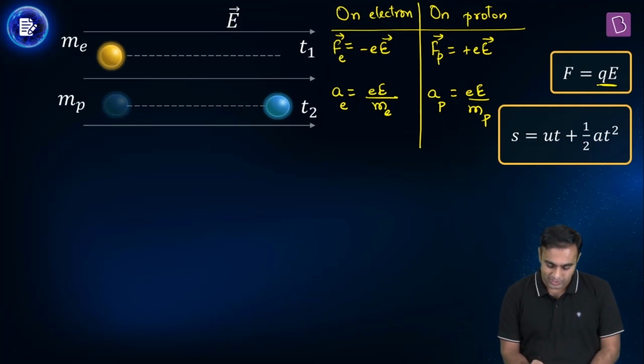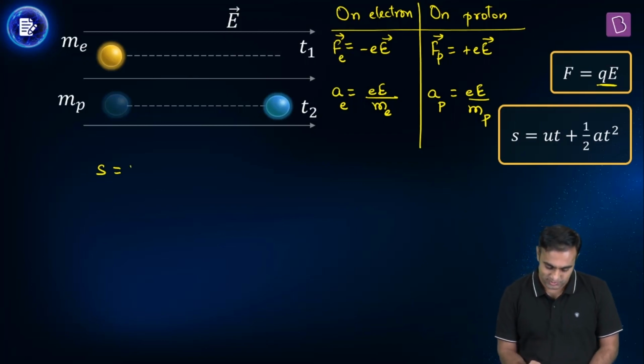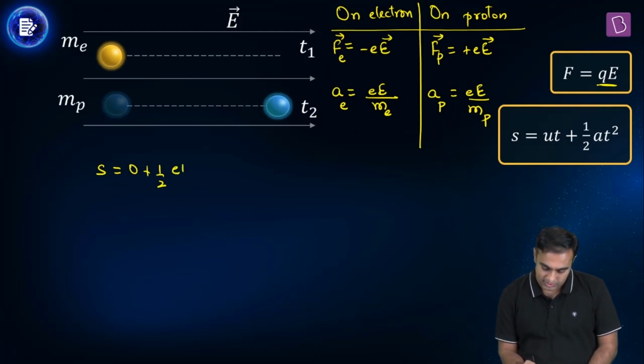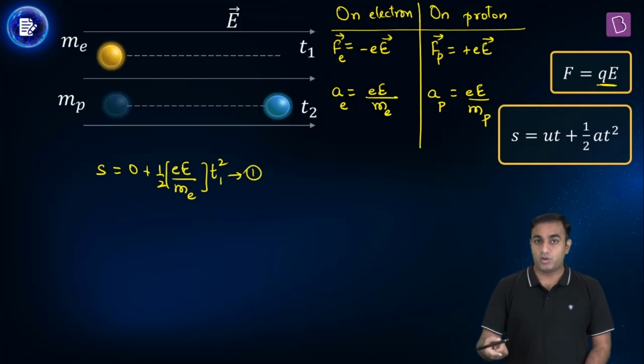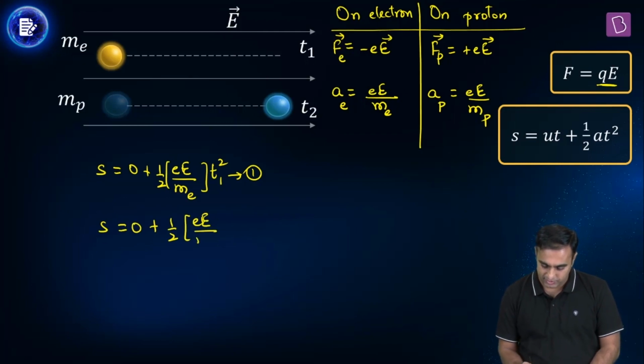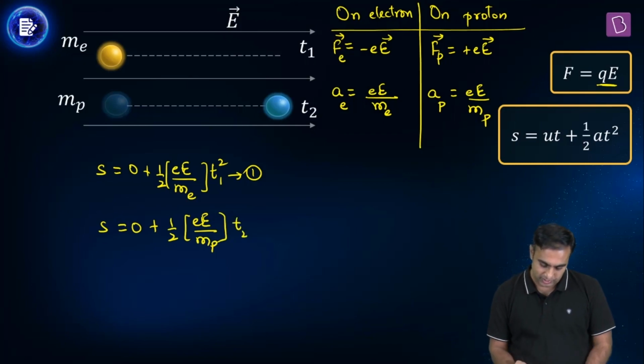So, for electron, I can write S is equal to ut plus half at square. Ut is 0 because initial velocity given is 0. So, 0 plus half into acceleration of electron, small e, capital E by ME, into the time taken as T1, so T1 square. Call this equation number 1. Now, that for proton will be S is equal to, same way, 0 plus half into e capital E divided by mass of proton into the time taken in this case, T2, so T2 square.